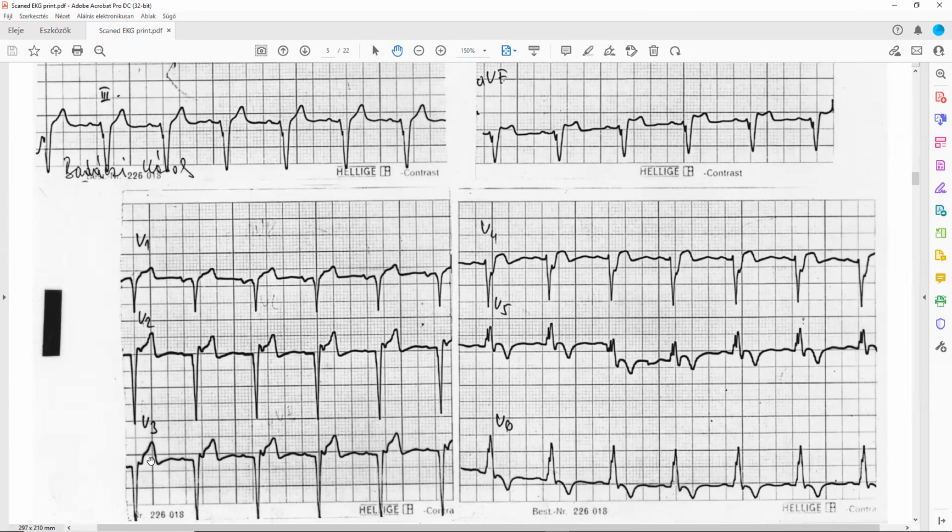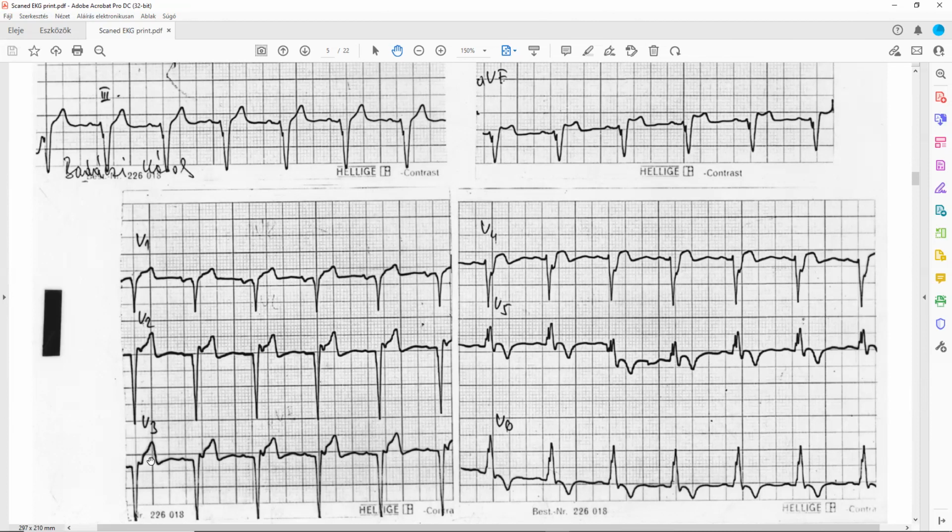Wait, I just saw it on YouTube. What was it? It's something to do with fibrillations? No. Pathological Q wave represents necrosis. Necrosis. Okay.